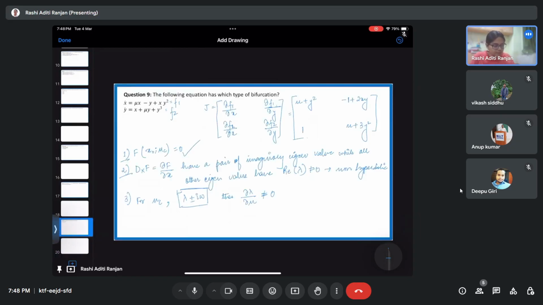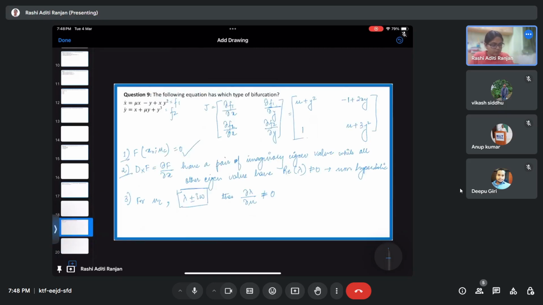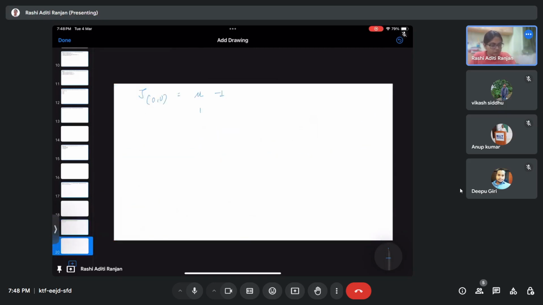Mu, minus 1, 1, and mu. Okay, this is what I'm going to get. Now if I want to find out the eigenvalue, what will I do? I will do J minus lambda I and take out the determinant. So the determinant of mu minus lambda, minus 1, 1, mu minus lambda.